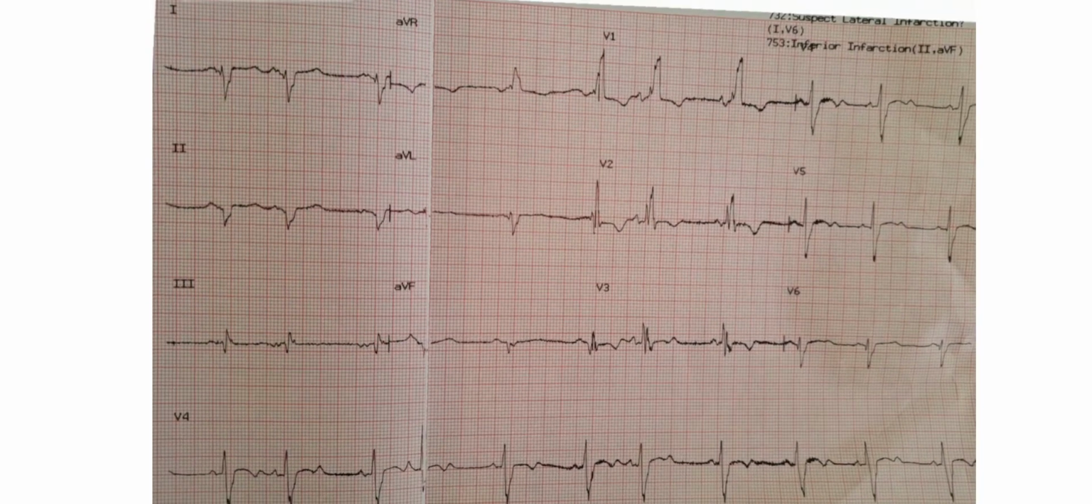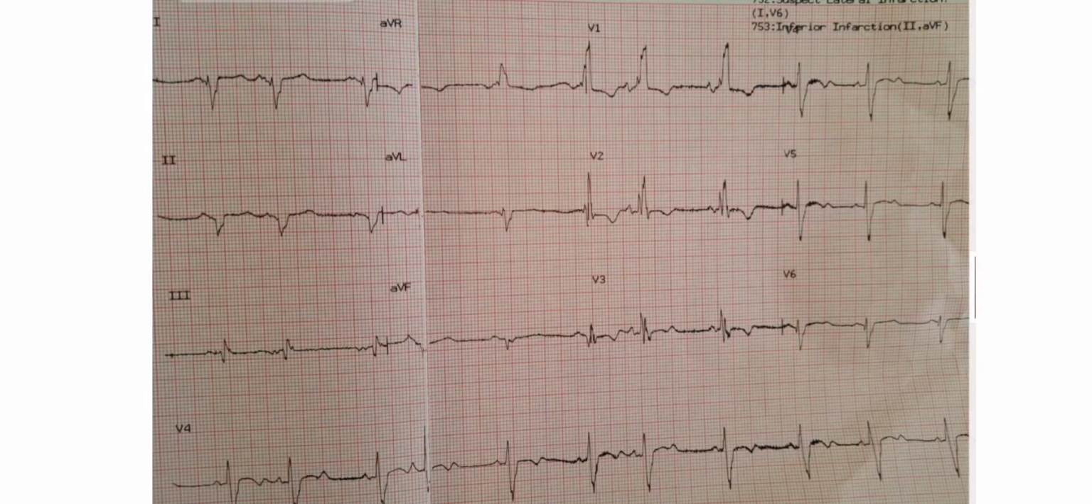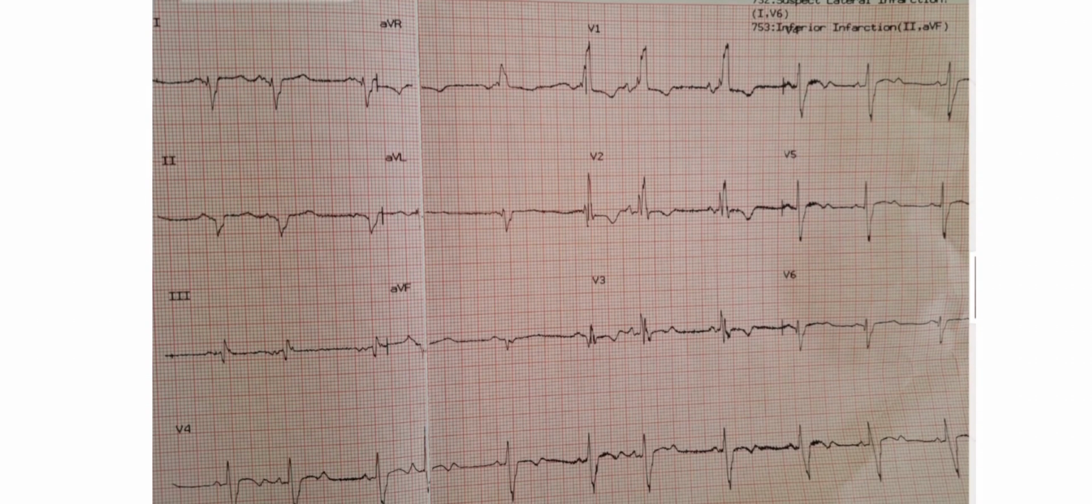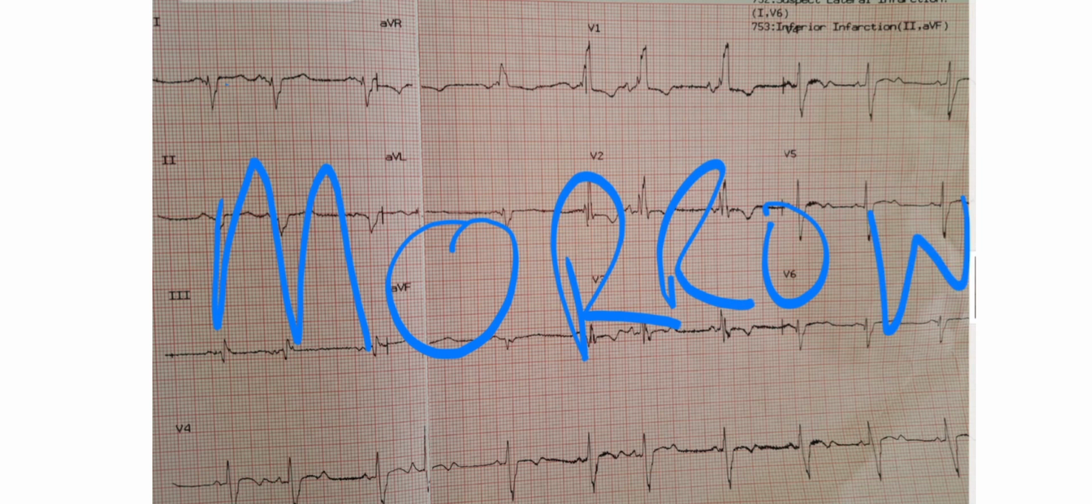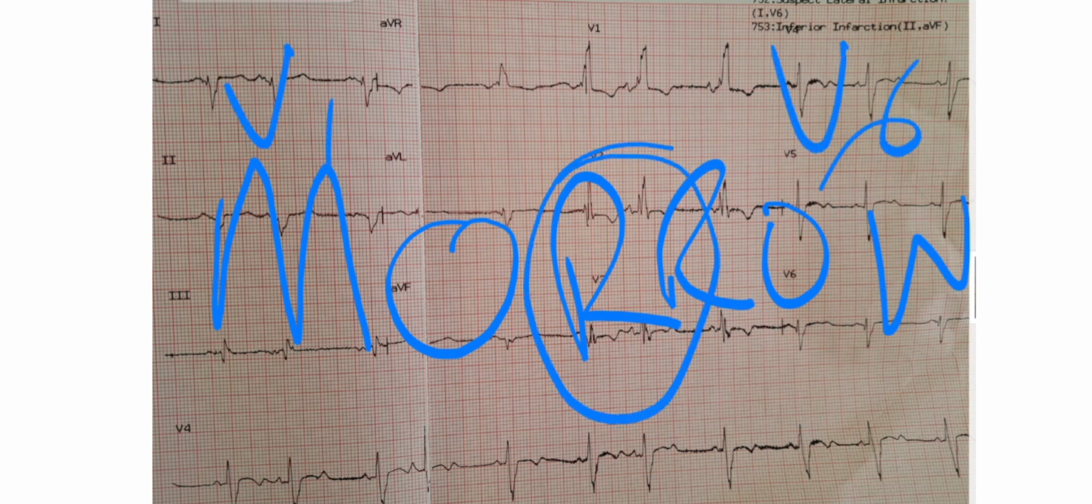So remember the name. This is what helps us to remember: Moro. This is V1. This is V6. This is a right bundle branch block. The two R's stand for right. And then in V1, M-shaped morphology, in V6, W-shaped morphology.